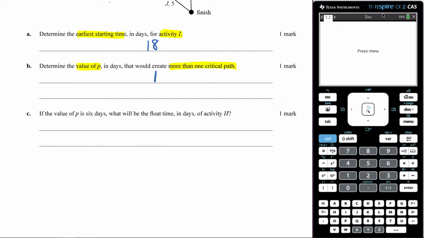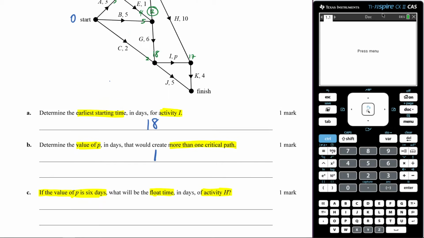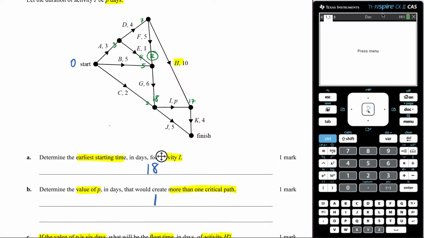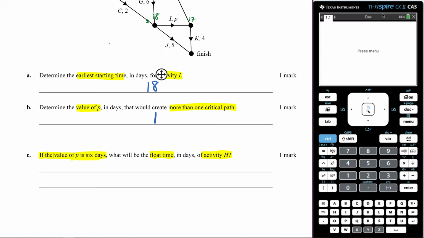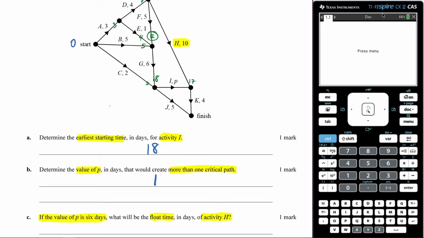All right, so we're now going to answer part C here. It says, if the value of P is 6 days, what will be the float time in days of activity H? So let's come up here. We're after the float time of activity H. That's what we want. We're also told that P is 6 days. So this is why it's important that you don't make too much of a mess of your network.